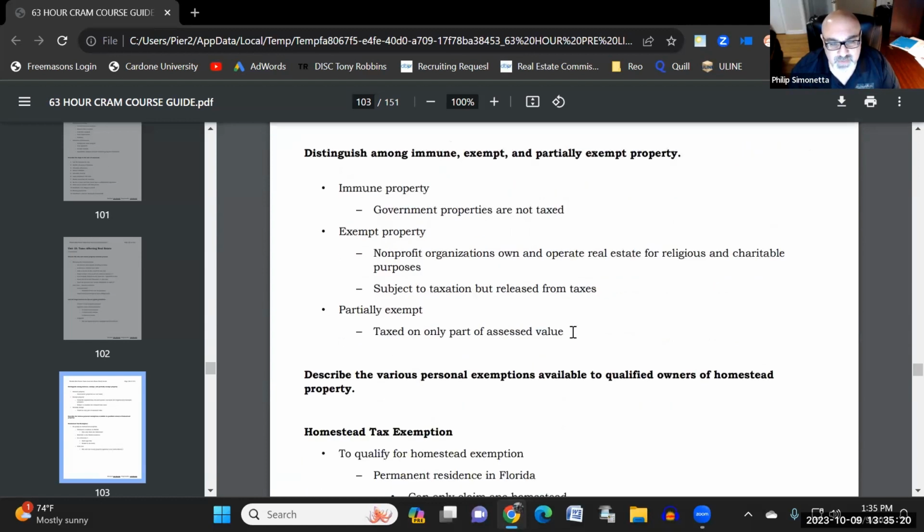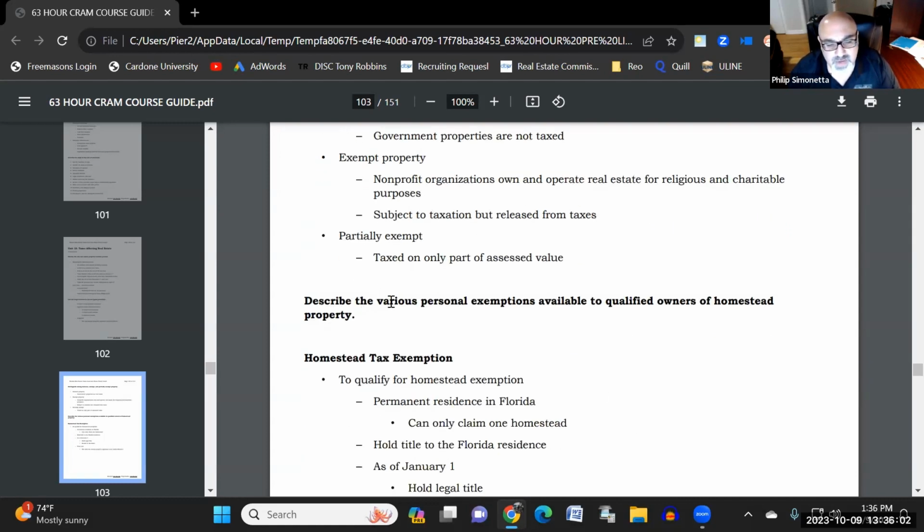You also have to be able to distinguish among immune, exempt, and partially exempt property. Immune property from taxes is government property; government properties don't tax themselves. Exempt properties would be nonprofit organizations that own and operate real estate for religious and charitable purposes. They're subject to taxation but released from taxes, so they get a tax bill but then it's waived. They're not immune, but they get a release from it. Then there's partially exempt, which is taxed on only part of the assessed value, like homestead and things like that.